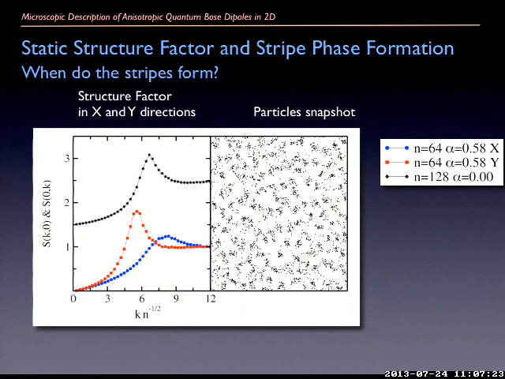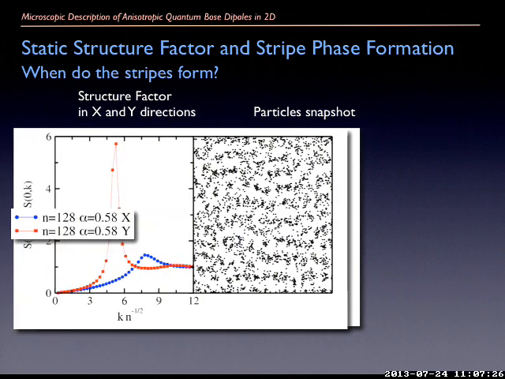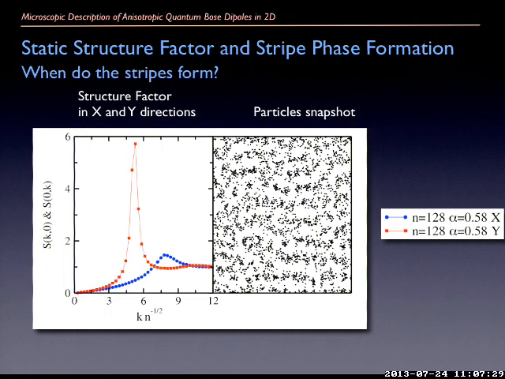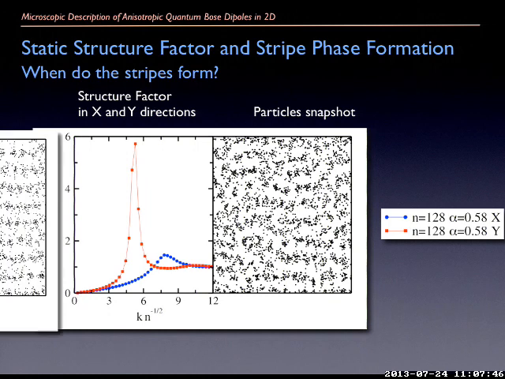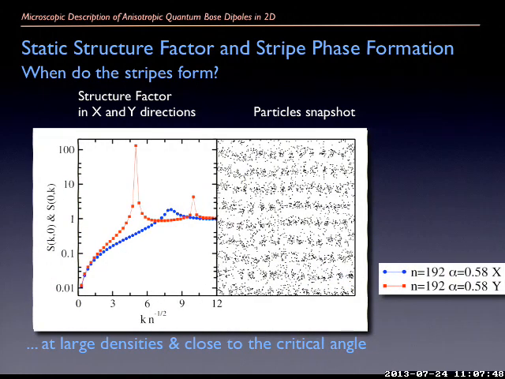Then you start increasing the density, and you see that the static structure factor develops a peak in the y direction, which starts to be large, and the system doesn't look like a gas as before. And if you keep increasing that, what you see is that at a larger density, there is a huge peak here, and the system goes to lines. So what you see is that the system changes in structure. It goes to what is called a stripe phase, because the system forms stripes.